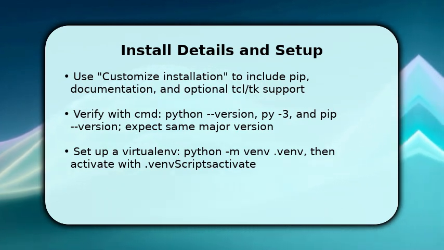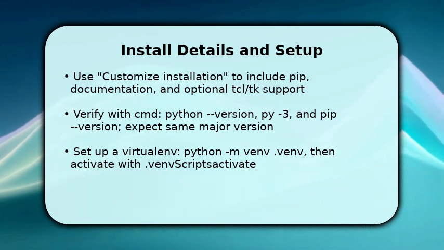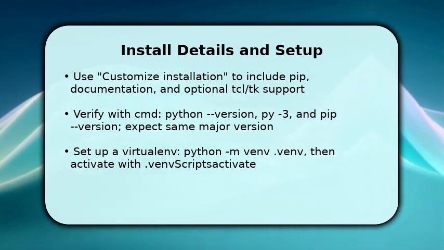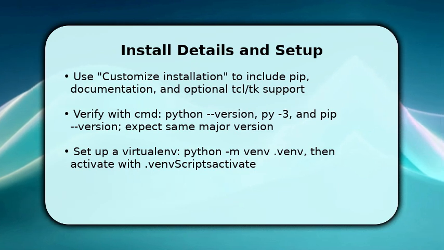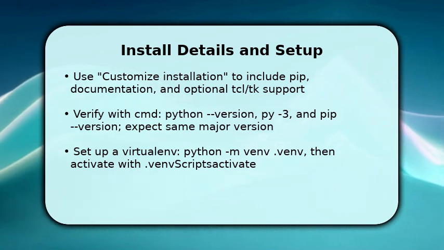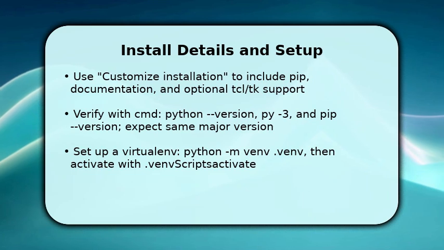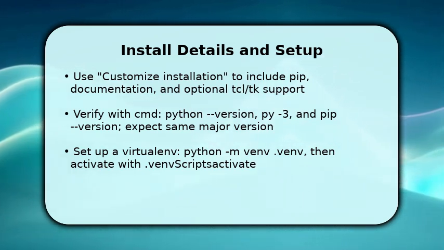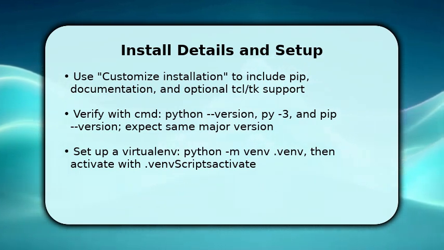After installation, verify by opening Command Prompt, run python --version, py -3, and pip --version to confirm the runtime and package manager are accessible. Once verified, create isolated environments with python -m venv venv in your project folder and activate using venv\Scripts\activate so dependencies don't conflict across projects.